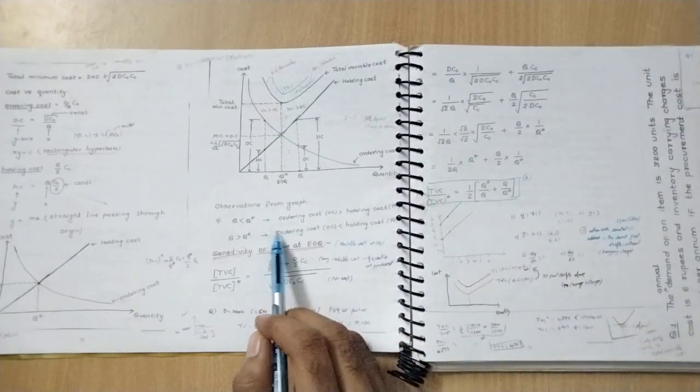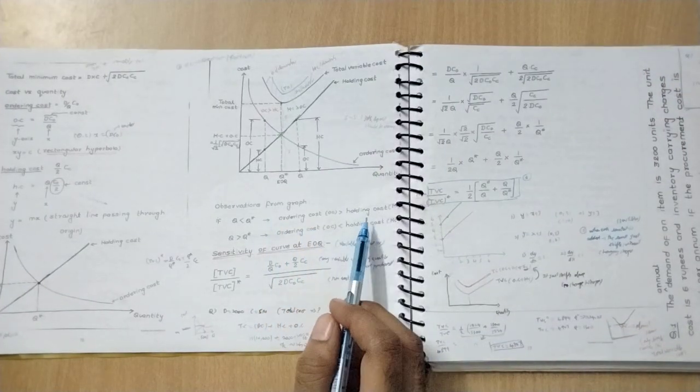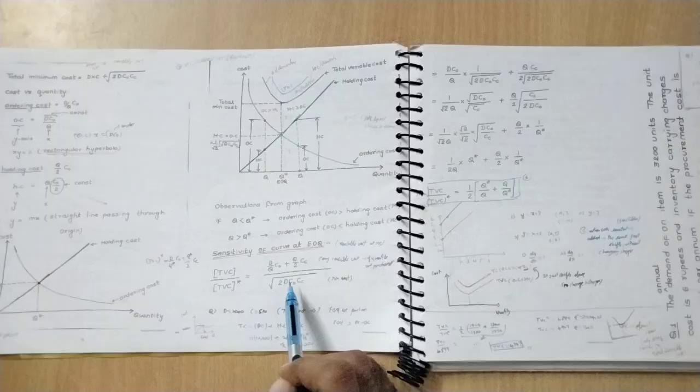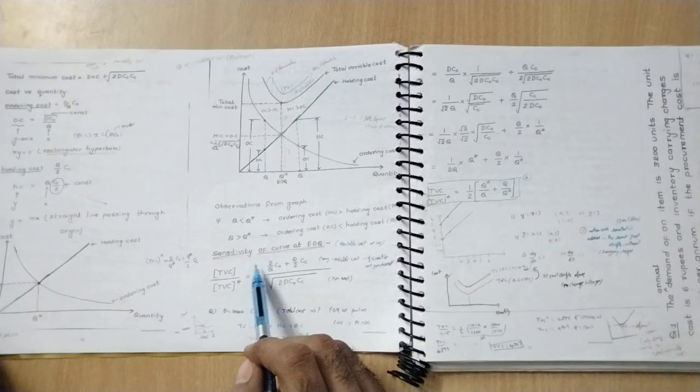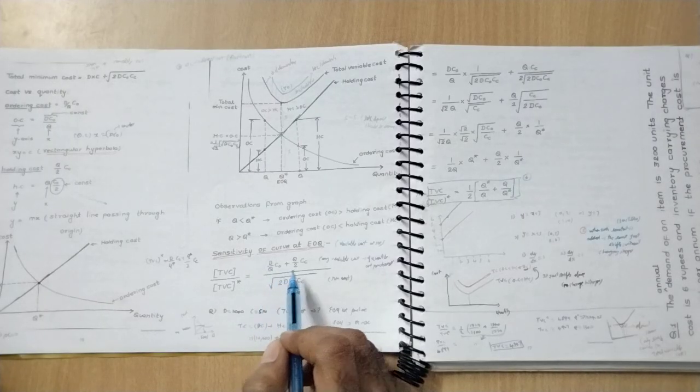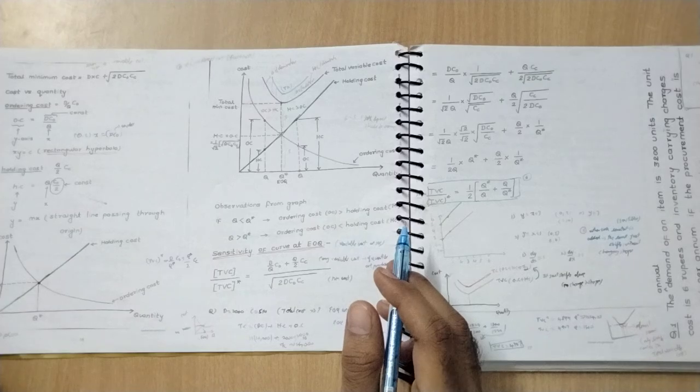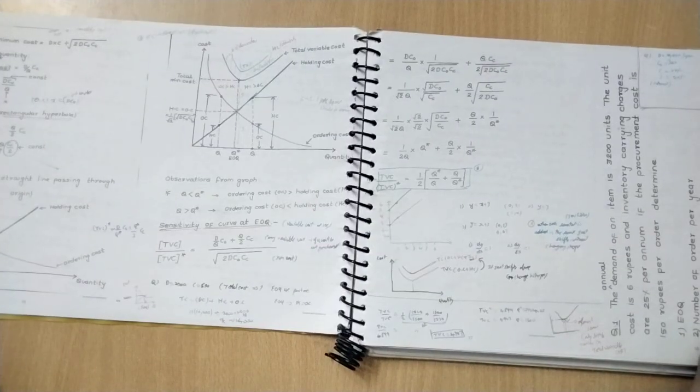So the observation from here, you can see ordering cost is greater than holding cost. Okay, so sensitivity is just a simple thing. Economic order means Q dash will be Q, or simultaneously Q will be Q star. Okay, that's it. This is the basic thing.